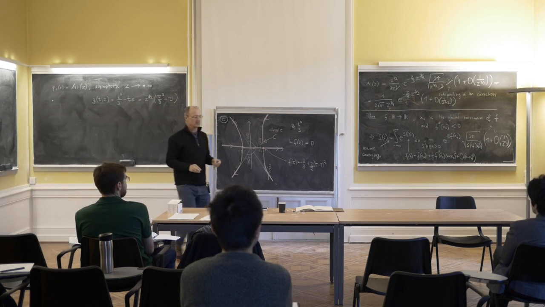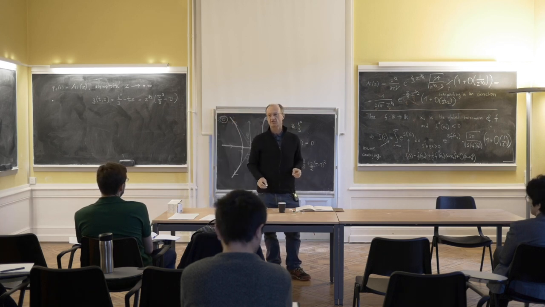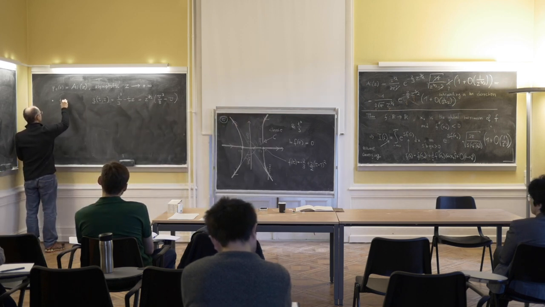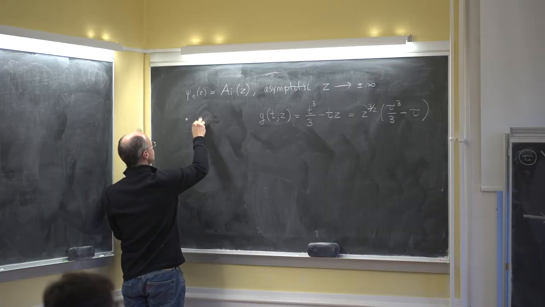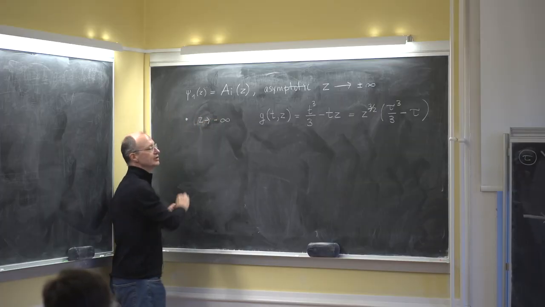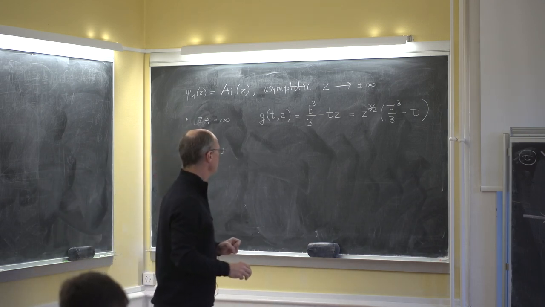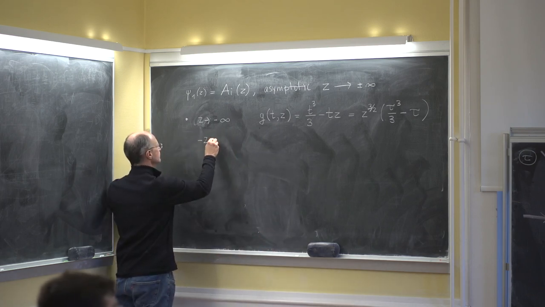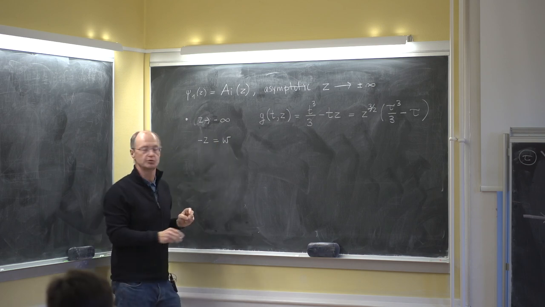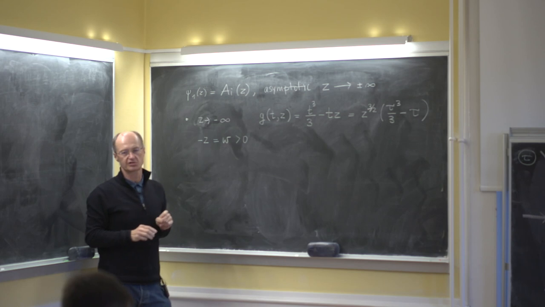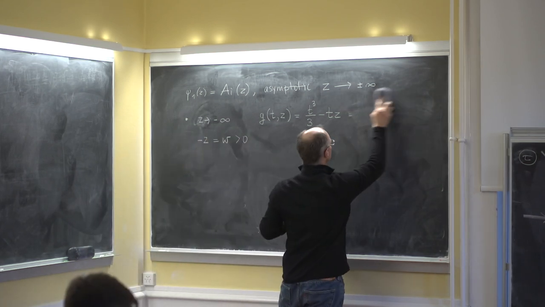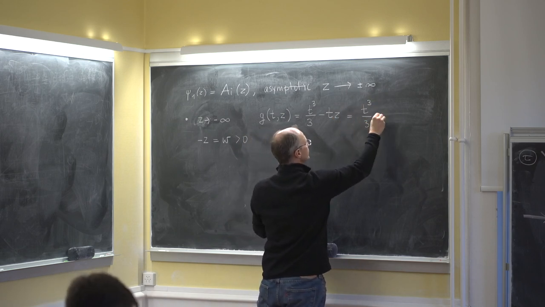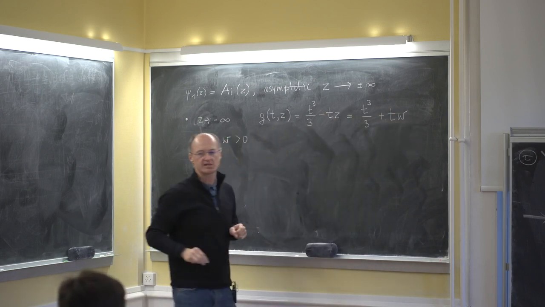So now, in the remaining 10 minutes, I would like to tell you, somewhat more briefly, how you get an asymptotic for z going to minus infinity. So what happens when z goes to minus infinity? Let me denote minus z by w, and this is a positive parameter. So it makes sense to rewrite the function as t cubed over 3 plus tw.